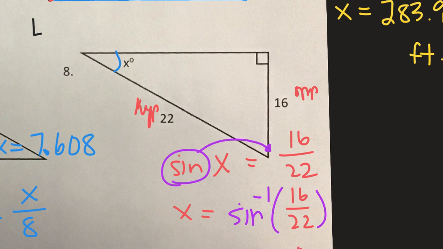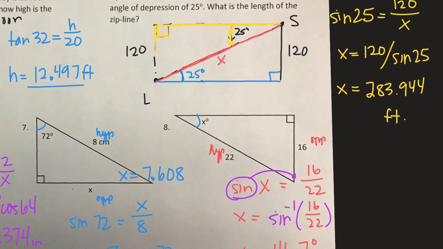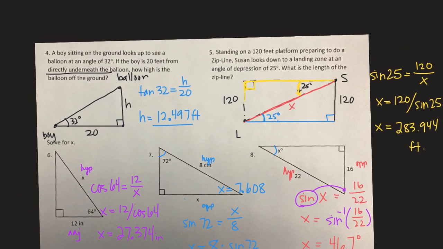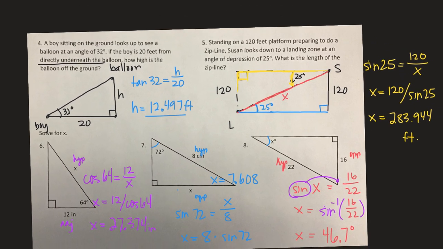So trig sine inverse of 16 divided by 22 is an angle of 46.7 degrees. So when x is on top, you multiply in your calculator. When x is in the denominator, you divide in your calculator. And when you're trying to solve for an angle, you take the inverse in your calculator. That's the trig section.